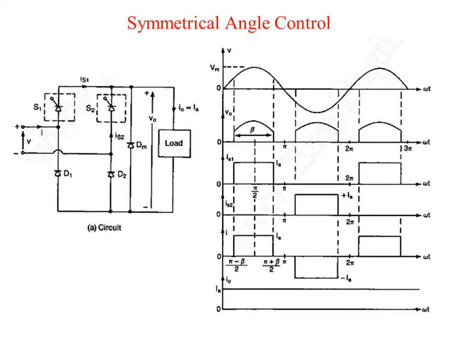The output voltage is controlled by controlling the conduction angle beta. Figure B shows the waveform for input voltage, output voltage, input current and the current through switches. The fundamental component of input current is in phase with the input voltage and the power factor is unity. Therefore, the power factor is improved by having the switches controlled by switching at the given angle.